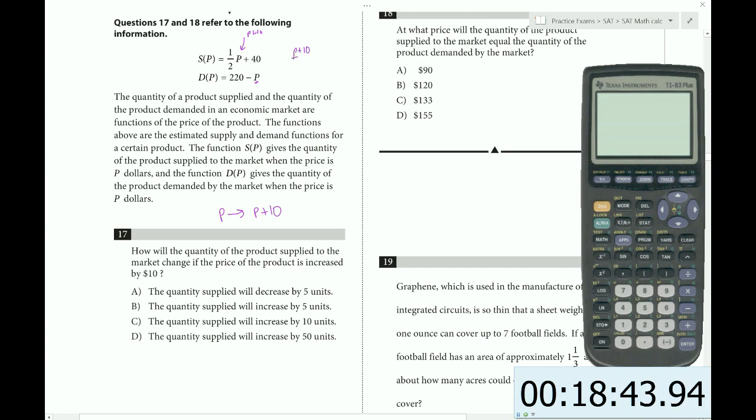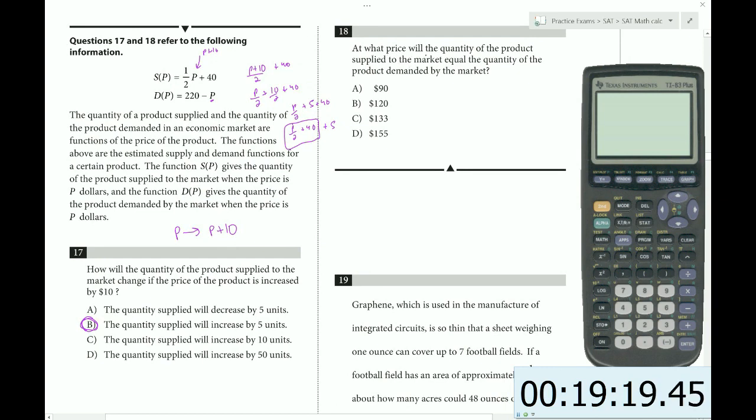1/2 is the same as divided by 2, right? Plus 40. And then if I divide each out separately, I'll have P over 2 plus 10 over 2 plus 40. And so I'll have P over 2 plus 5 plus 40. So I'll have P over 2 plus 40 and then plus 5. So I just switched those. The reason why is because this is the original amount. So it seems as though I've added 5 to the original amount. So the quantity supplied will increase by 5 units. That's answer choice B.